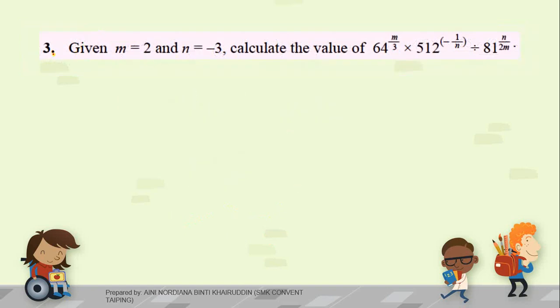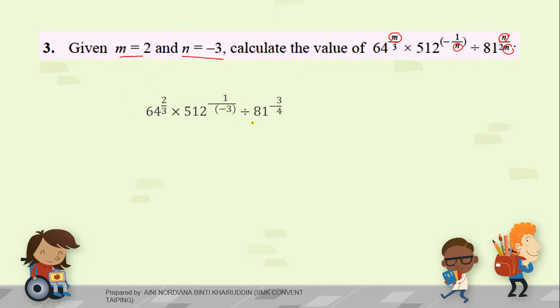So for question number 3, given m equals 2 and n equals -3, calculate the value of 64 to the power of m over 3 times 512 to the power of -1 over 2 divided by 81 to the power of n over 2m. First, you have to substitute the value of m and n here with the given value.